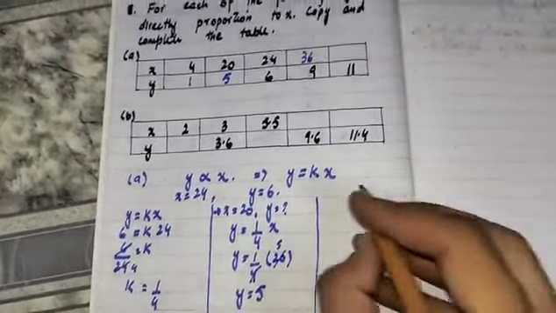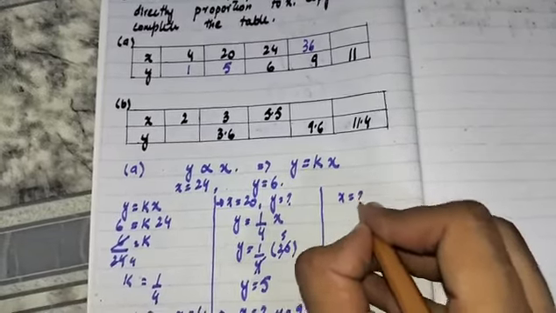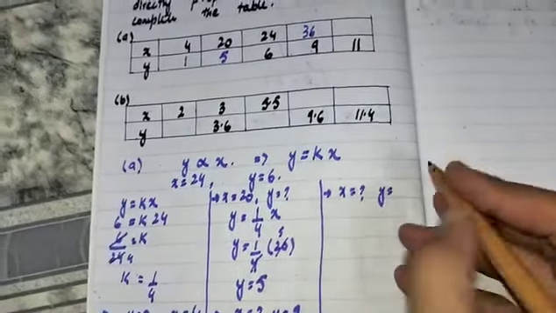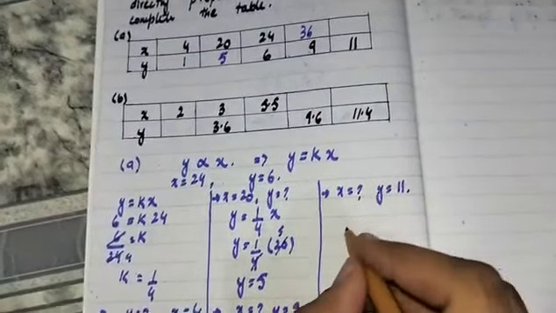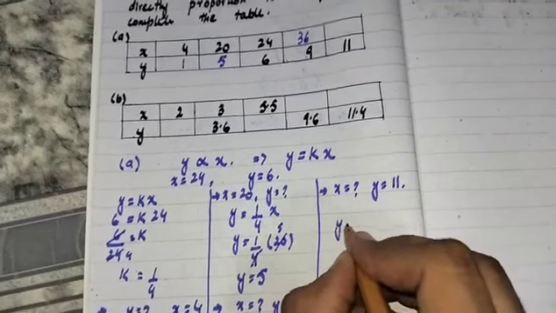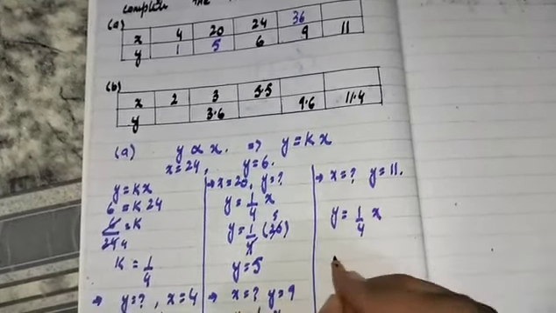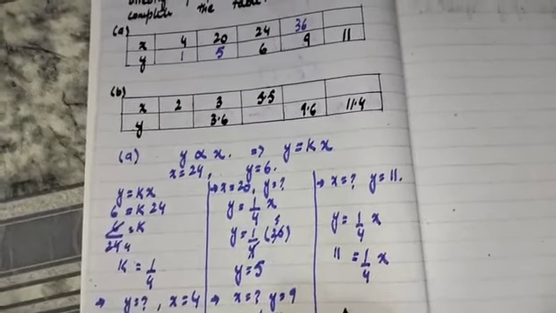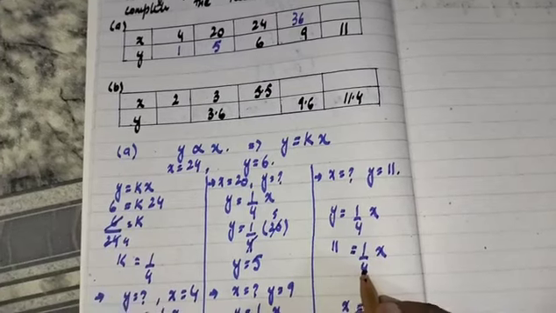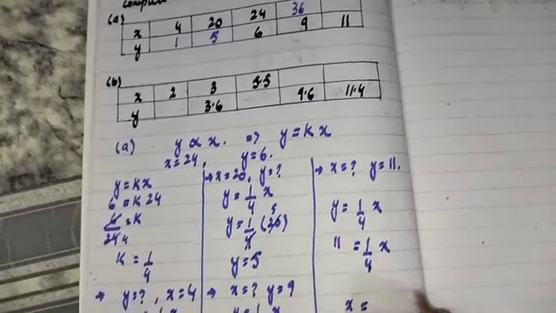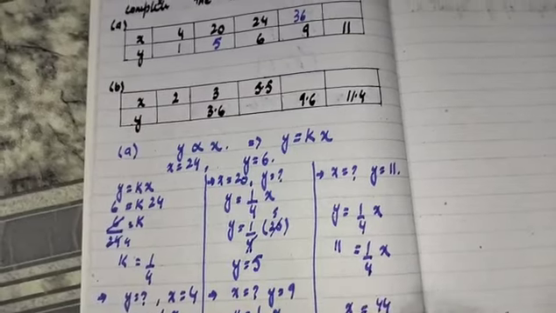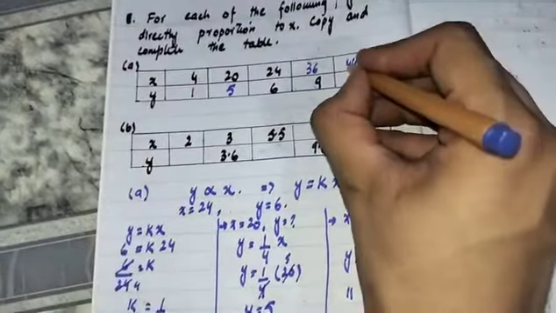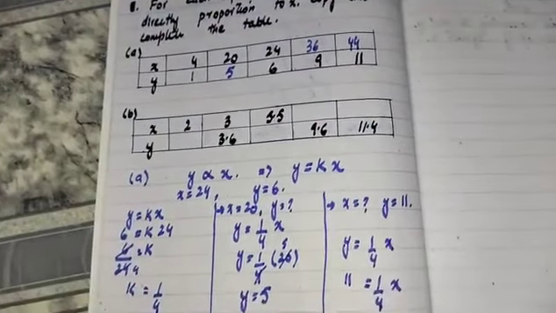And the last is we have to find x when y is equal to 11. So the equation is y = 1 upon 4 x, where 1 upon 4 is the value of k. So 11 is equal to 1 upon 4 times x. The 4 goes to the other side and multiplies by 11, so it will be 11 fours are 44. So the value of x will be 44 when y is 11. So this is part A.